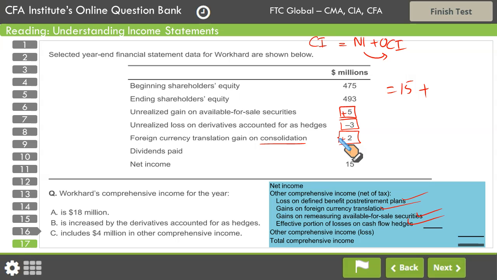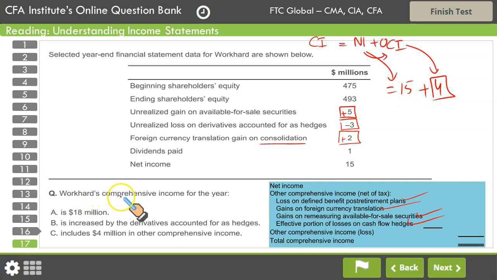So these three will give you the sum of OCI. Let's just add these up. It's 5 minus 3 plus 2, which gives you 4. So net income is 15 and other comprehensive income gives you a total of 4. This total 4 goes to your accumulated other comprehensive income in the statement of changes in equity. So 15 plus 4, that should be the comprehensive income, should give you 19.